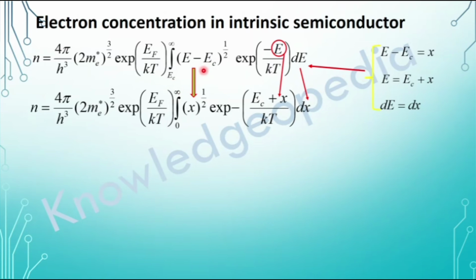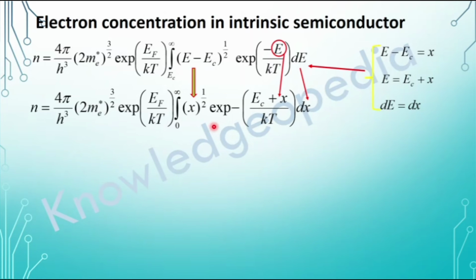So in this integration, we have done the modifications: E minus EC is equal to X, E is equal to EC plus X, dE is replaced by dx. The lower limit changed from EC to 0 and the upper limit remained as it is, that is infinity.